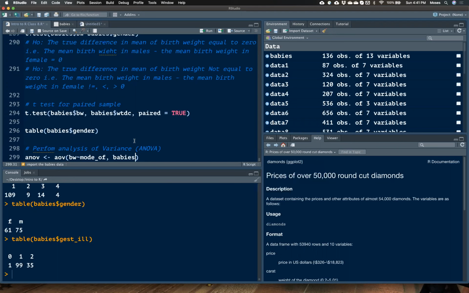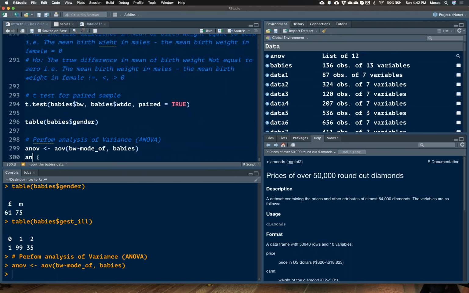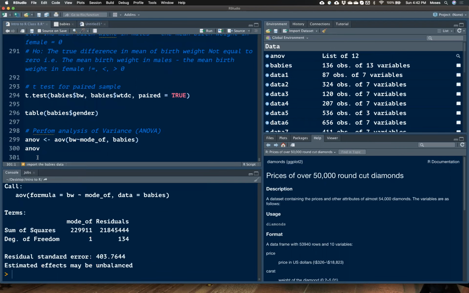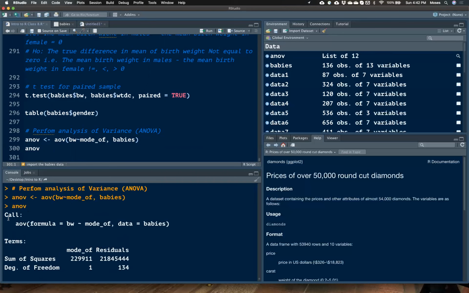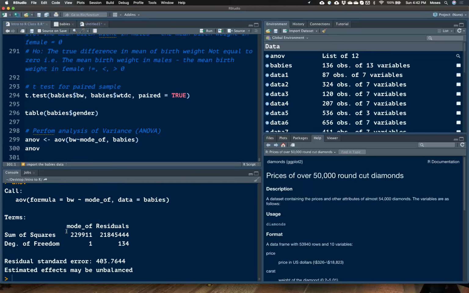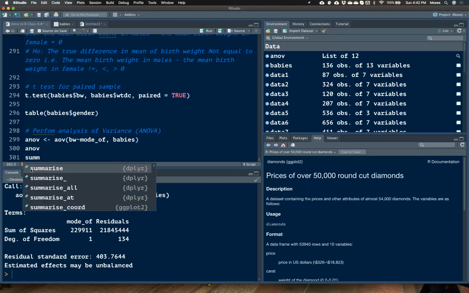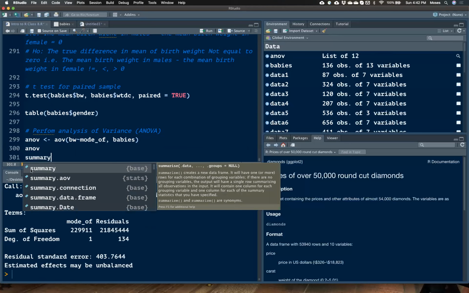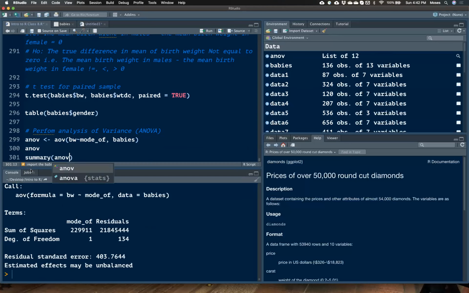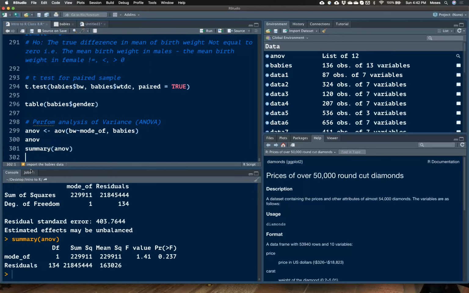So once I do that, I need just to print this one, ANOVA, and then I get the analysis of variance, mode of transport and babies, terms, and the like. And then I can summarize the results. Summary, then ANOVA. And once I do the summary, it gives me a p-value here, for example. So this, and then an F statistic.